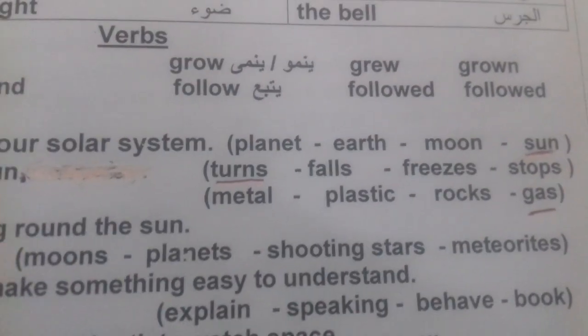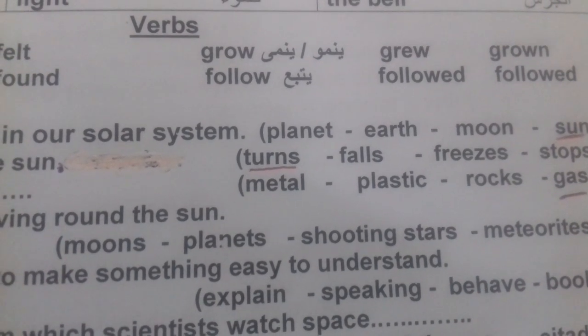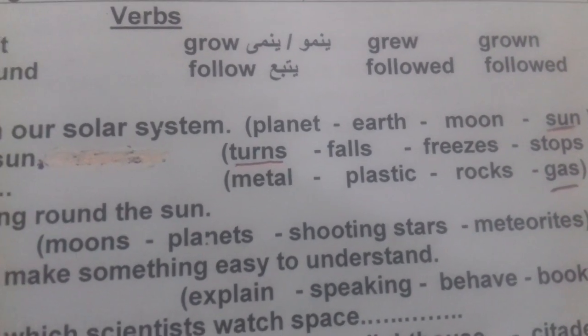Number 4. There are 8 planets moving around the sun. في 8 ايه بتدور حوالين الشمس؟ moons, planets, shooting stars, meteorites. كلنا نعرف we all know that there are 8 planets 8 كواكب بتدور حوالين الشمس.